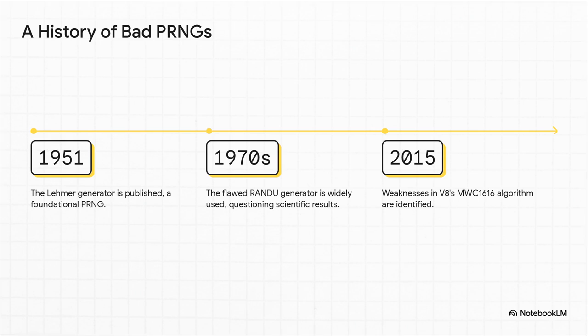And V8's problem wasn't some one-off thing. The history of computer science is absolutely littered with flawed generators. The most notorious was an algorithm called Randu, which was used in serious scientific research for years before someone realized it was deeply, deeply biased. The discovery threw the results of countless studies into question. A powerful reminder that the quality of your random numbers really, really matters.